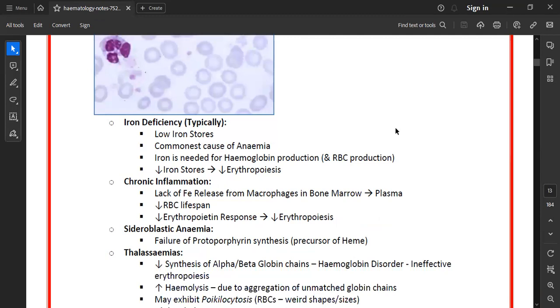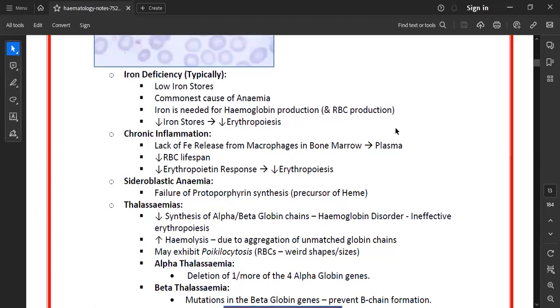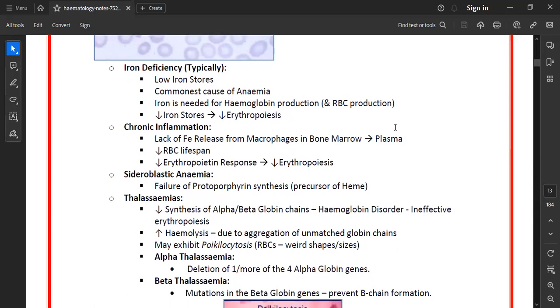Sideroblastic anemia is also characterized by this type of disease. This is where the protoporphyrin, what was it called? The heme portion without the iron. So once its formation is problematic, it leads to sideroblastic anemia.